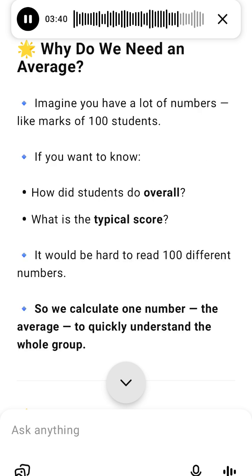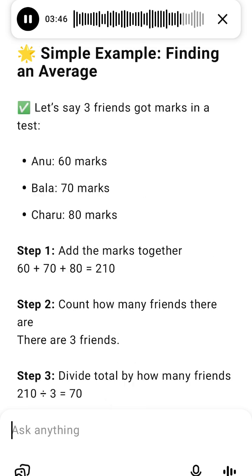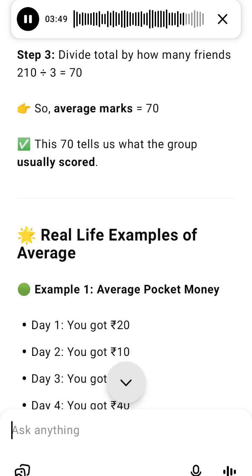6. Why is average called a measure of central tendency? Central tendency means a number that shows where the middle or center of the data is. The average shows the balance point of the data. It tells you what's happening in general.